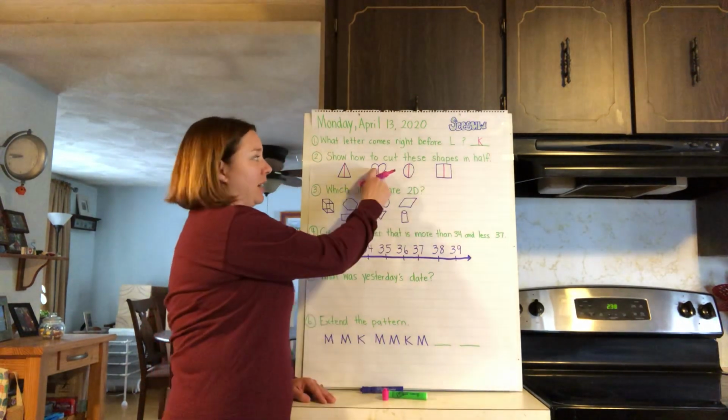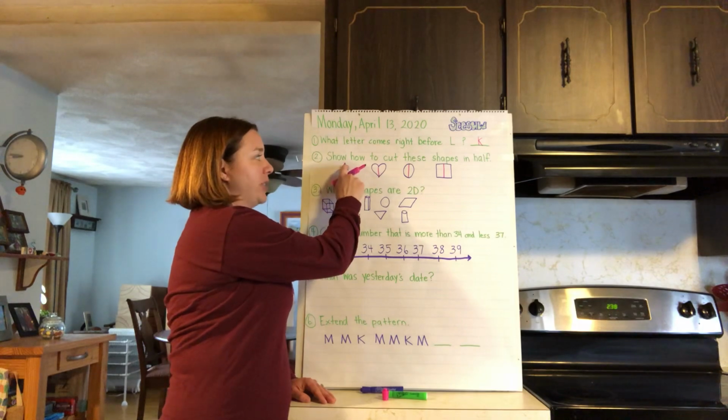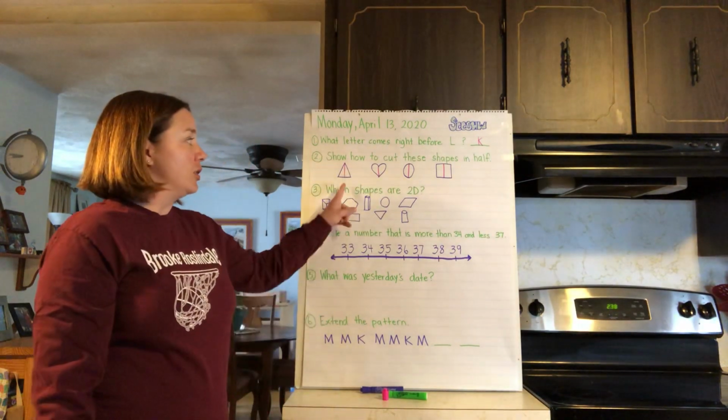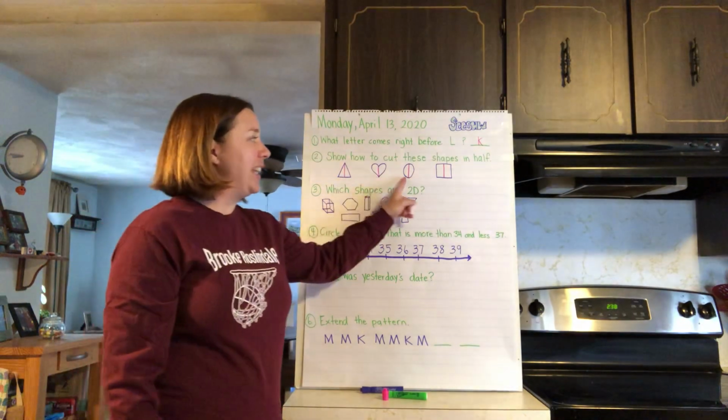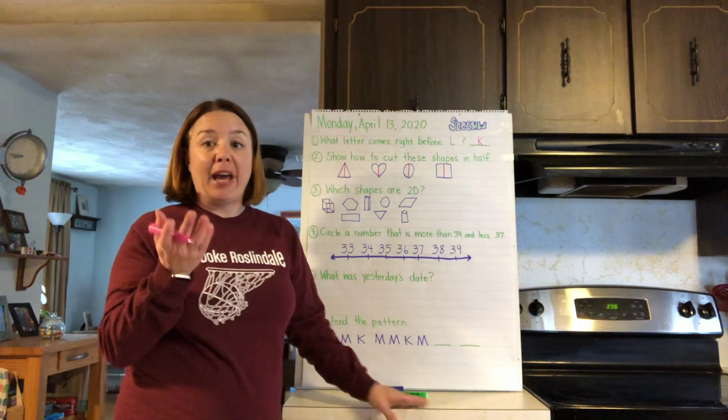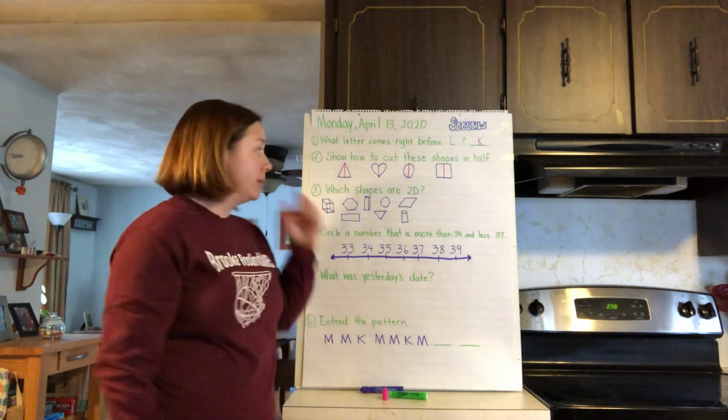I don't think the heart and the triangle show half though, because the pointy parts don't really show half. So you should have a line down the middle of each shape. Half means 2 equal parts. 1/2 and 1/2 equals a whole.